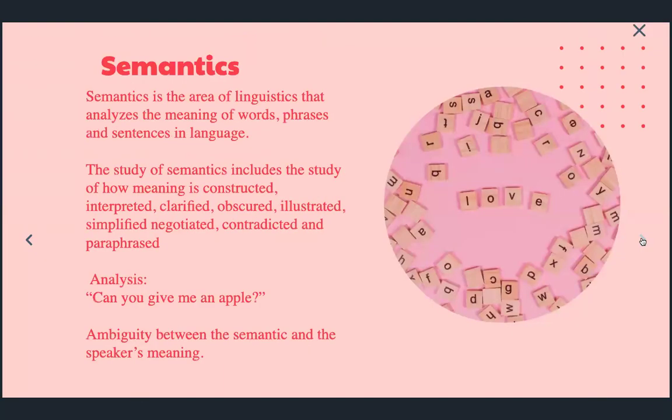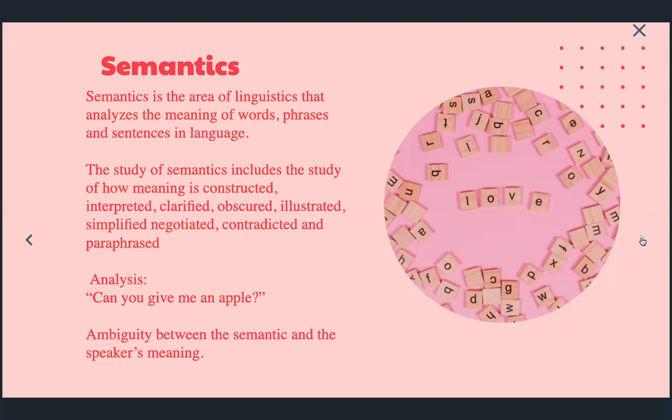Now let's turn to the relation between lexicology and semantics. Since lexicology deals with words, this section also touched on issues from semantics and pragmatics, obviously. Semantics, by definition, is the area of linguistics that analyzes the meanings of words, phrases, and sentences in the language. The study of semantics includes the study of how meanings are constructed, interpreted, clarified, obscured, illustrated, simplified, negotiated, contradicted, and paraphrased.